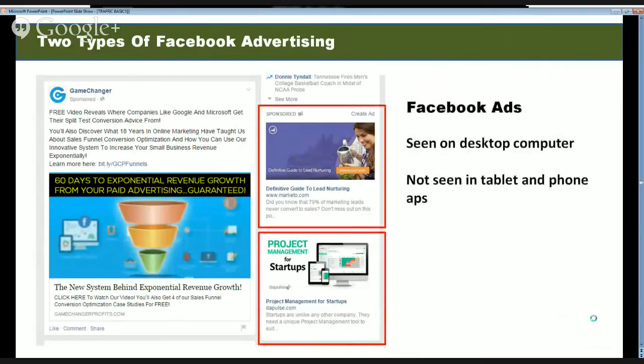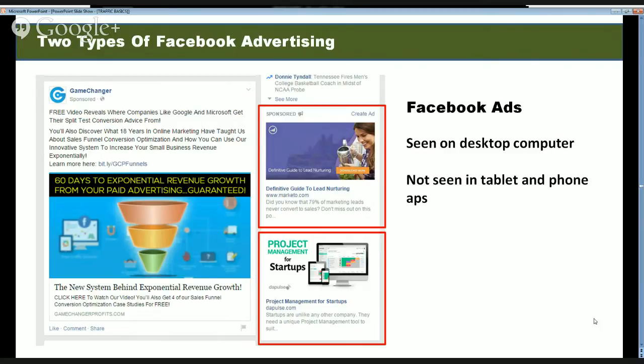The first kind are the ones that you see on the right-hand side of the Facebook page. And those are ordinary Facebook ads. Now, there's a couple of things that you need to know about them. First, they're only seen on desktop computers. They're not seen on tablets and in phone apps.